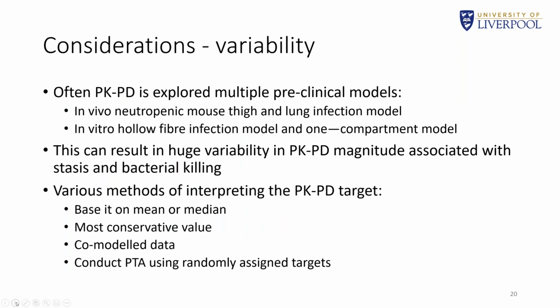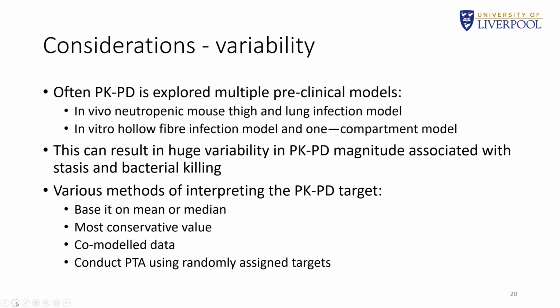So another thing that we really need to consider is variability. Often we explore PK/PD in more than one preclinical model. We use the neutropenic mouse thigh model. We also use the lung infection model, particularly when we're developing for a pneumonia indication. But on top of that, we also use in vitro models, such as the in vitro hollow fiber infection model and the one compartment model. So this can result in huge variability in the PK/PD magnitude that we get from this data.